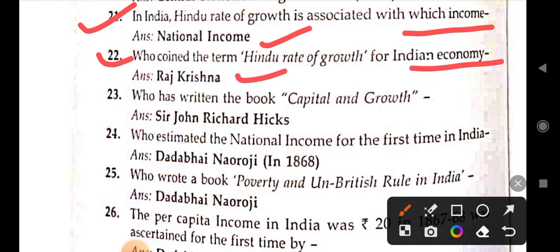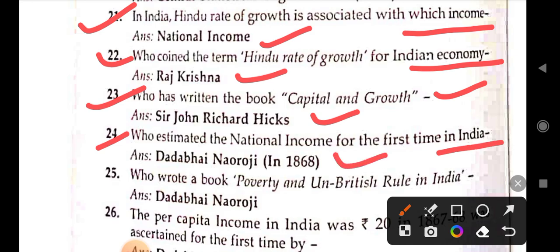Raj Krishna. Who wrote the book Capital and Growth? Sir John Richard Hicks. Who estimated national income for the first time in India? Dadabhai Naoroji, 1868. Who wrote Poverty and Un-British Rule in India?